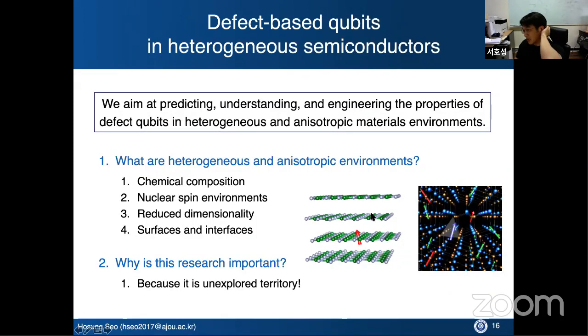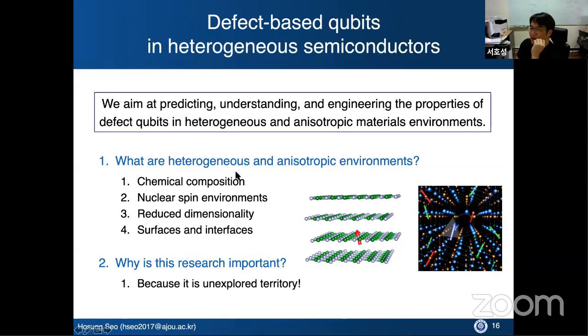Then my own research interest is this. Let me summarize as follows. In our group, we try to understand this coherent defect-based quantum system in such heterogeneous and anisotropic materials environment. And the research question is, can you actually engineer or use materials property to, for example, improve the coherence of your qubit system? Or can you find a decoherence protected subspace by engineering the materials property? So it's basically a combination, or I would say I'm trying to work at the interface between material science and open quantum systems. That's my research position.